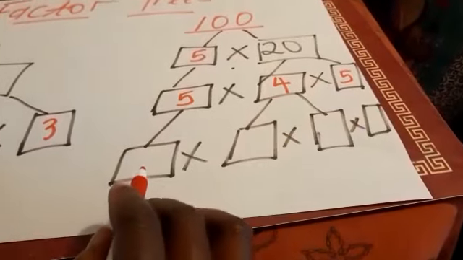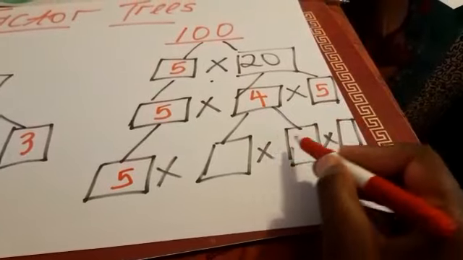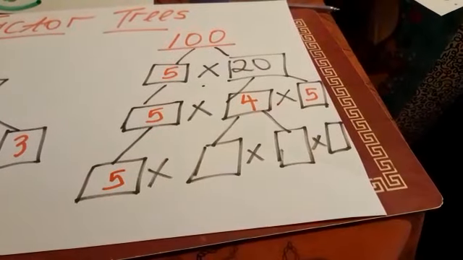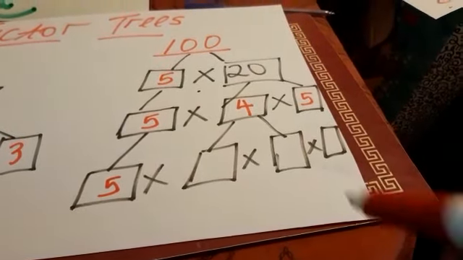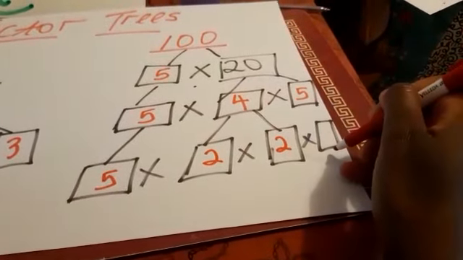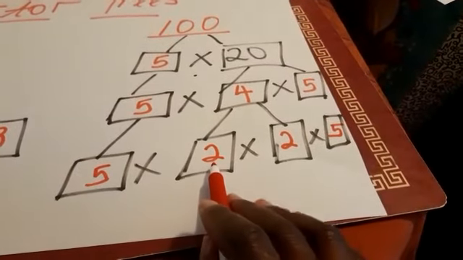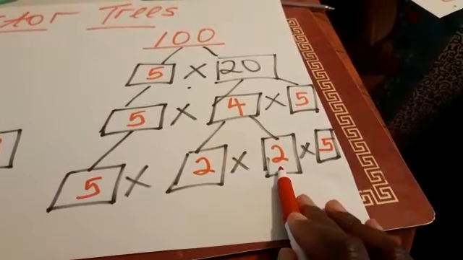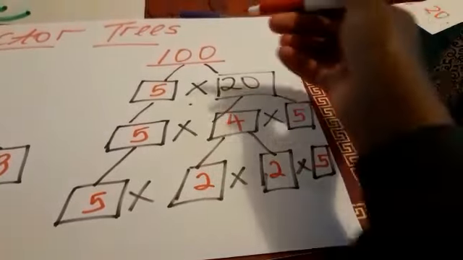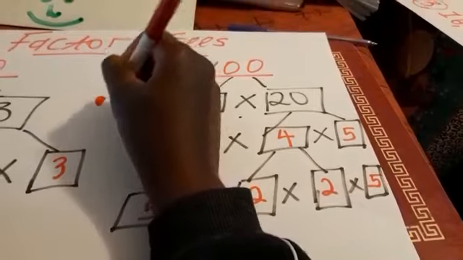Last row. What number can we bring down here? The number 5. What and what makes 4? You guys are way ahead of me. 2. 2 times 2 makes 4. And then what comes down here? 5. 5 times 2 is 10. 10 times 2 is 20. 20 times 5 is 100. Oh, you are good. Excellent.